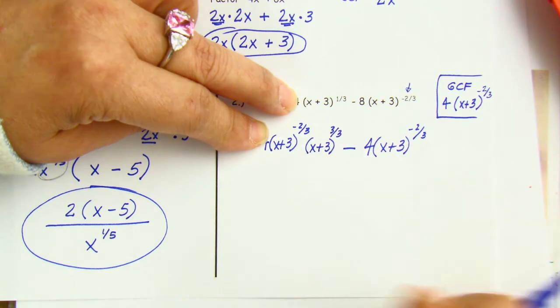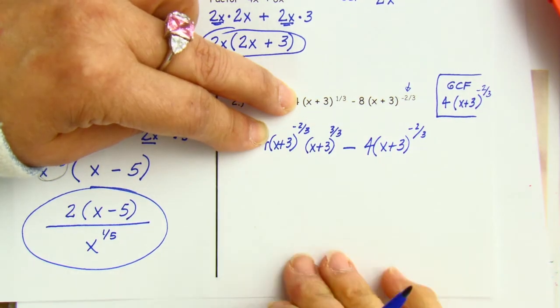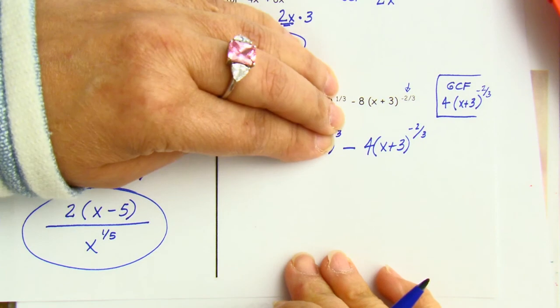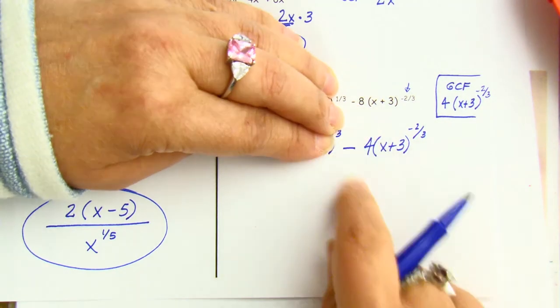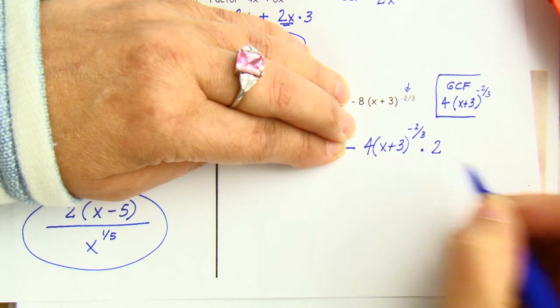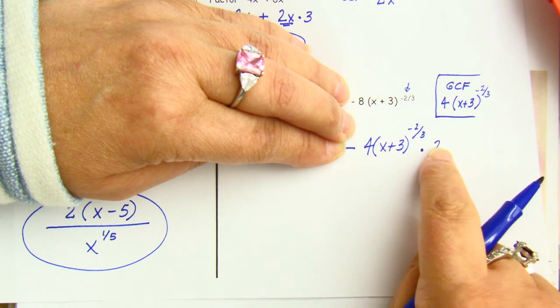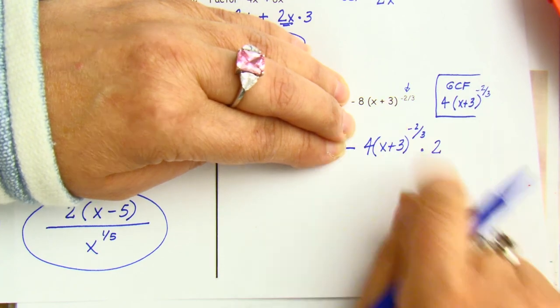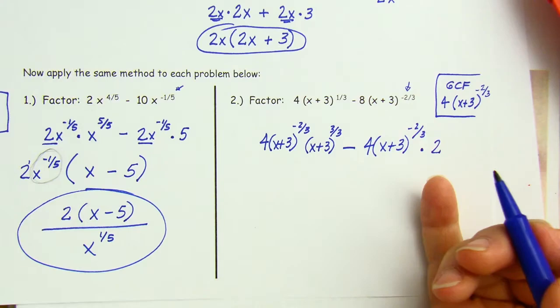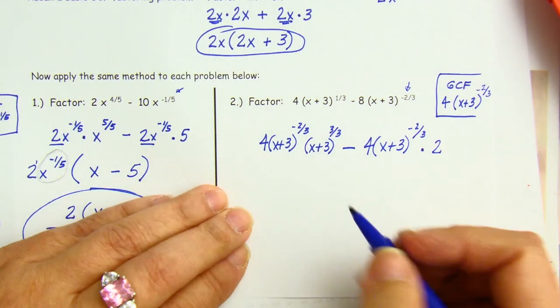Check it. When I add those exponents, do I get that? I sure do. Over here, this is the subtraction sign. 8 divided by 4 is 2, so I have to put the 2 back in. Remember, because I have to keep this equal. 4 times this times 2 is really 8 times this. And this is itself, so I'm done. I don't need another quantity x plus 3 to any power.